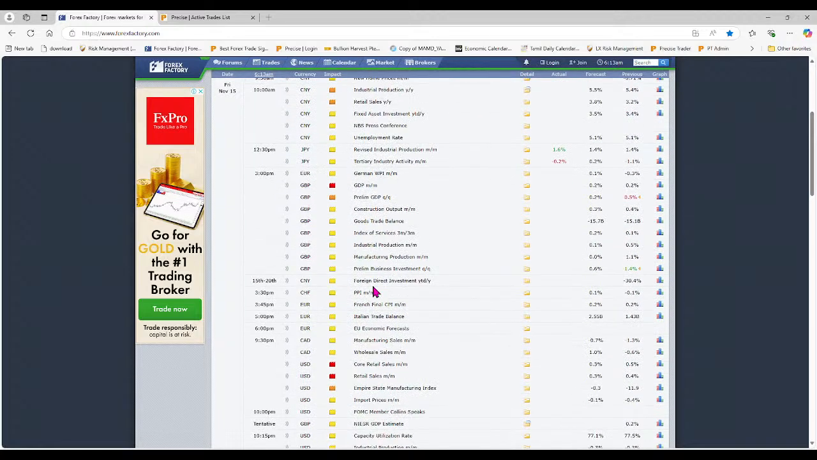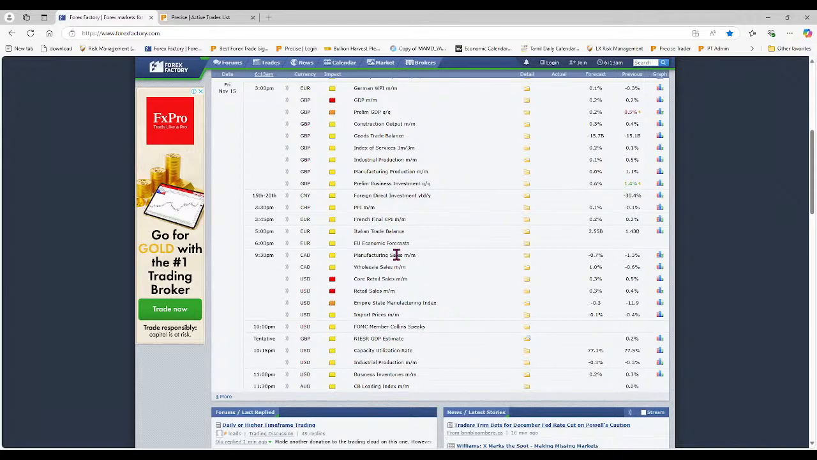Then we have 21:30. We have core retail sales and retail sales. And I think that's about it.